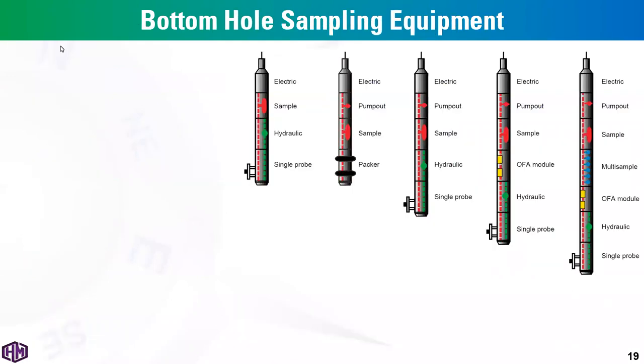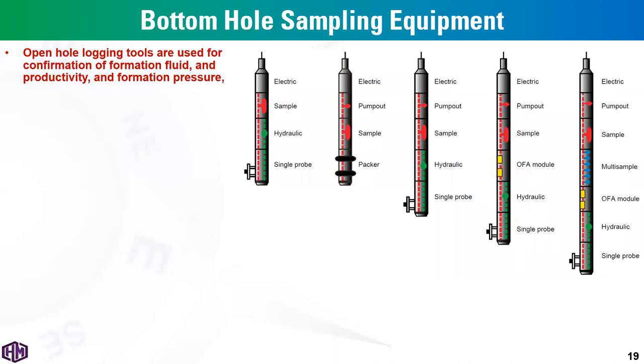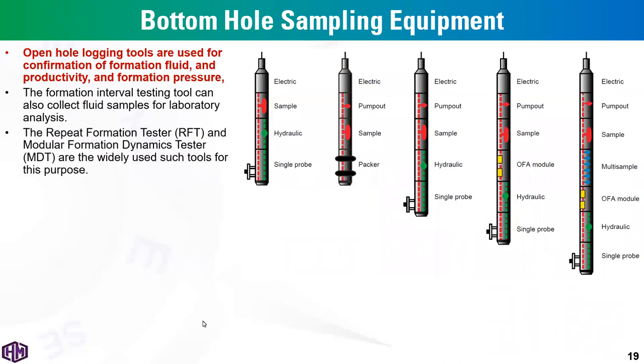And for production logging interpretation. To highlight one of the important bottom hole sampling techniques or available tools, like the wireline sampling tool or MDT tool or equivalent RDT tool. It's one of the open hole logging tools used for the confirmation of reservoir fluid and average reservoir pressure, and also the reservoir permeability. The widely used tools for that purpose are the MDT or modular formation dynamic tester, and RFT or repeat formation tester.